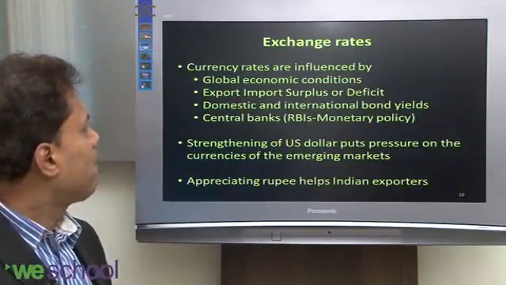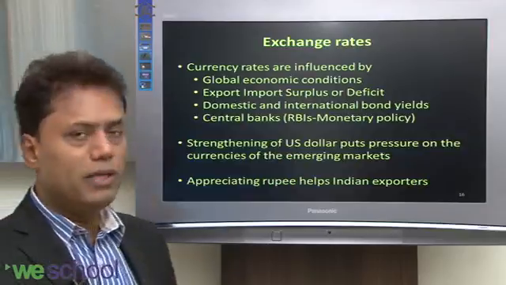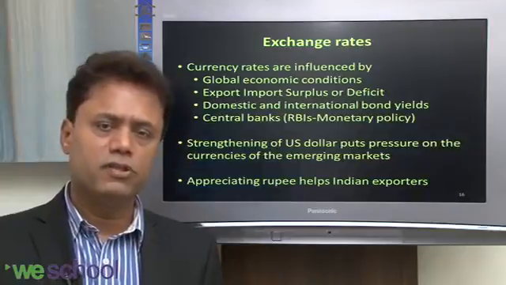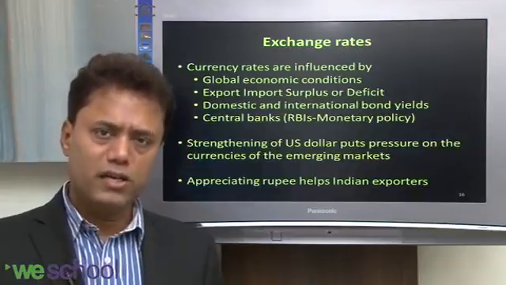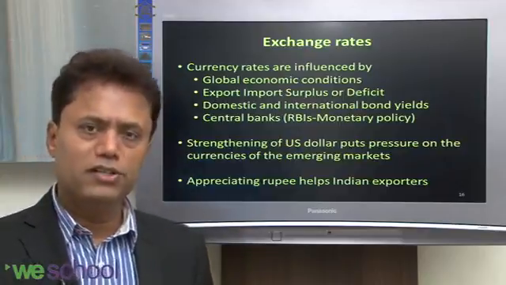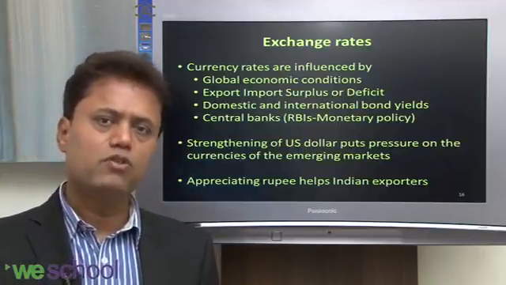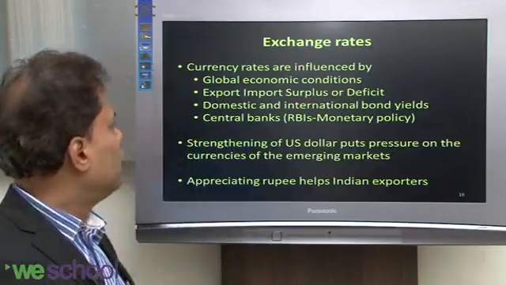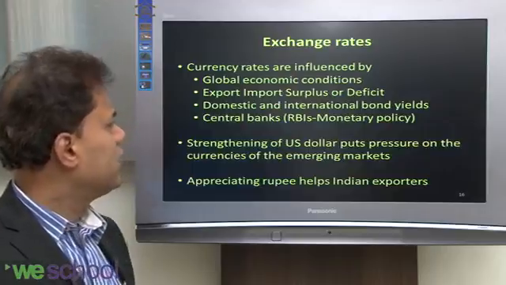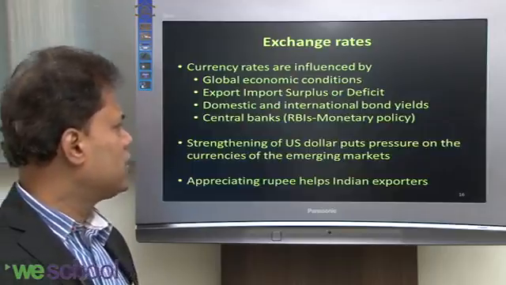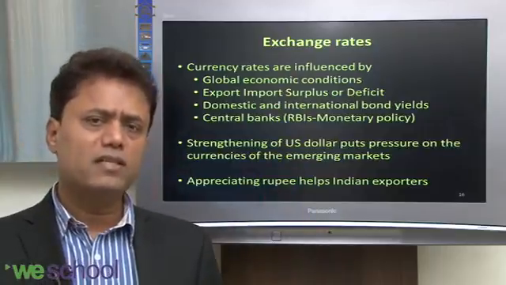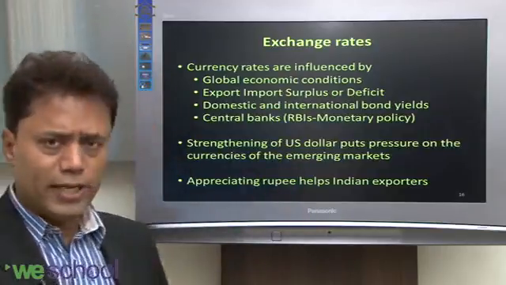Exchange rates. Currency rates are influenced by global economic conditions, because of how much money India needs to sustain our growth, our economy, and consumption in the economy. So we also need foreign money to sustain growth. Second is export import surplus or deficit. The third one is domestic and international bond yields and the central bank's monetary policy. These are some of the factors that impact currency rates.